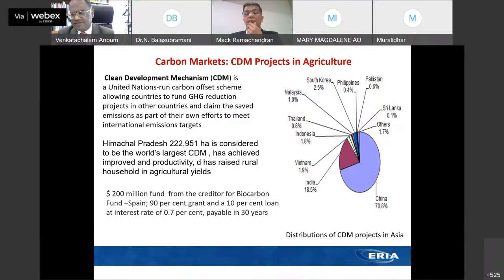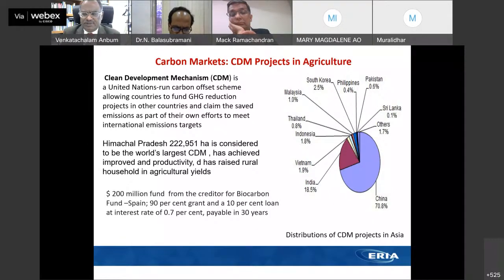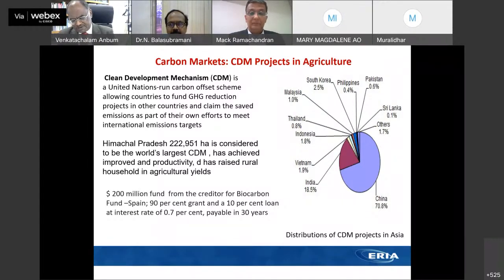But the Himachal Pradesh deforestation and watershed project is one of the best examples. It is considered one of the biggest, with a 200 million fund provided by the BioCarbon Fund. It was initiated by Spain but is administered by the World Bank, and it is a kind of low-interest loan administered by the World Bank at 0.75%. And these international mechanisms could be looked into. For example, Japan has a bilateral offset program, and now they are thinking about including the agriculture sector.